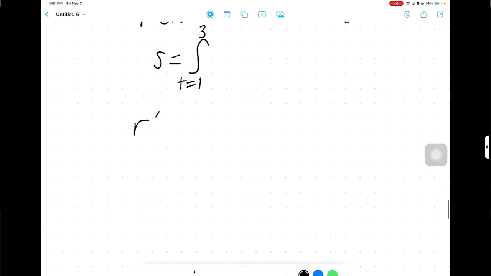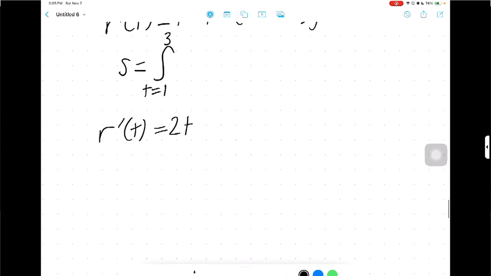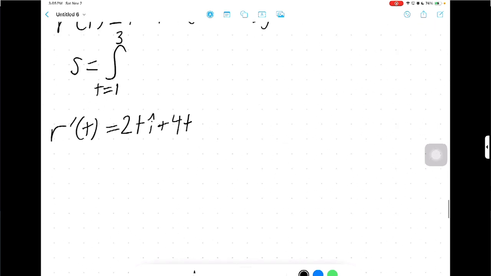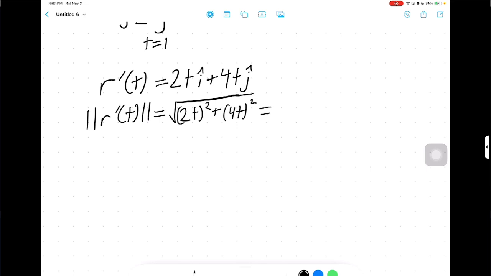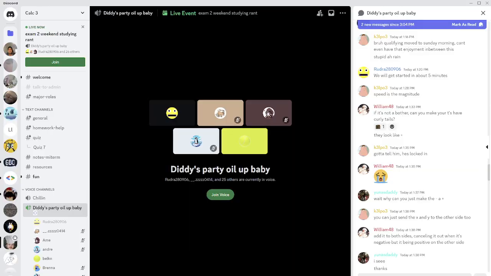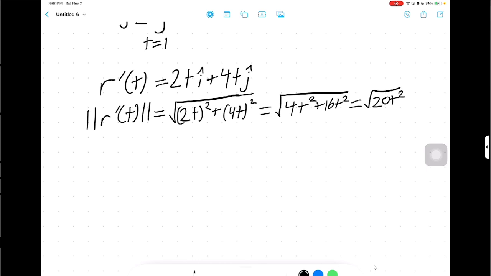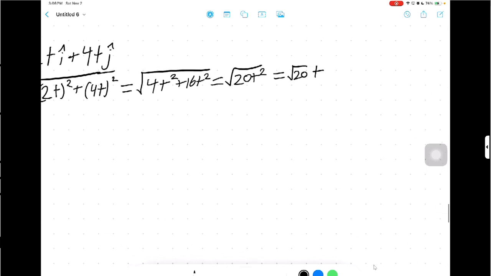of the magnitude of the derivative, which we're going to go ahead and calculate, which is going to be 2t i plus 4t j. So we have the square root of 2t squared plus 4t squared, which is 4t squared plus 16t squared. This is going to be the square root of 20t squared. Hang on, let me just fix something up really quickly. Should that simplify to root 20 times t? Yeah, you could just do root 20 times t like this.